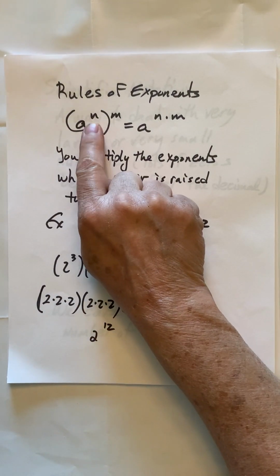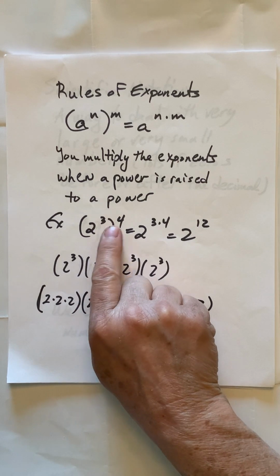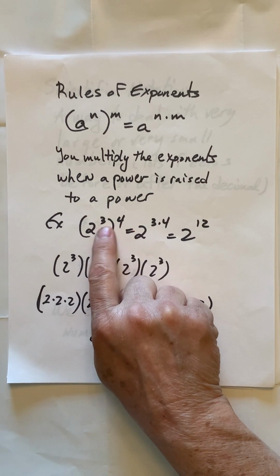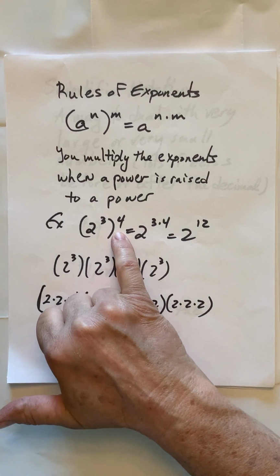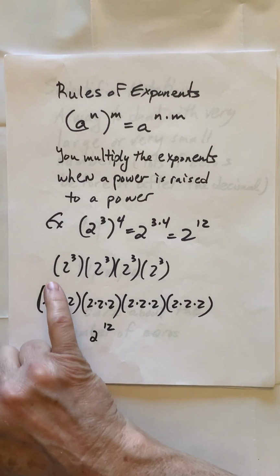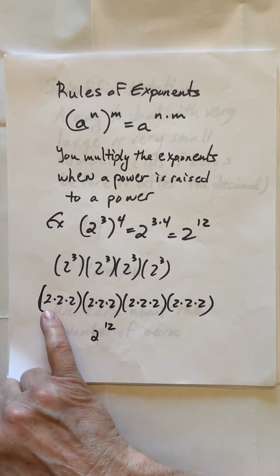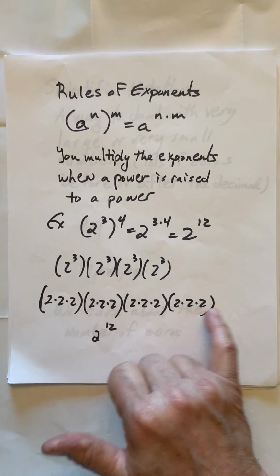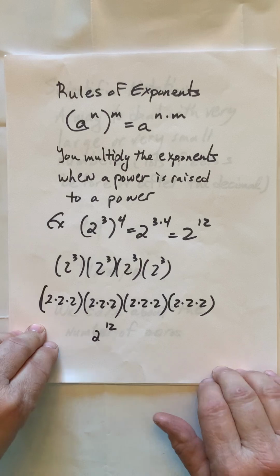So recall that a power to a power, you multiply the exponents. So let's say I have 2 cubed raised to the 4th power, then I multiply 3 times 4 to get 12. Because essentially what's going on in the background is you're saying this input, 2 cubed, is multiplied by itself 4 times. So here's 2 cubed multiplied by itself 4 times. 2 cubed itself is 2 times 2 times 2, so you have that 4 times, and you have 2 twelve times. So that's why you multiply the powers.